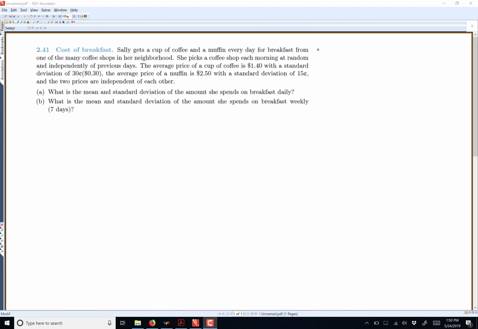Okay, so it looks like they're telling us things like we have stuff for coffee. So for coffee, we have the average. Now, average tells you expected value. So the expected value for the coffee equals 1.40. The standard deviation for the coffee, it tells us, is 0.3. It doesn't tell us the variance, but we'll need that. So the variance would then be 0.3 squared, which equals 0.09.